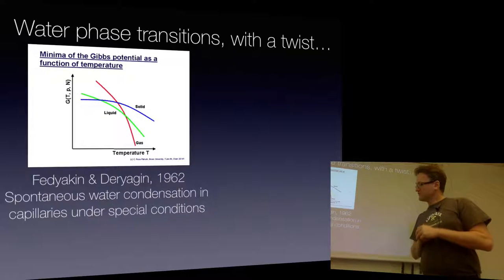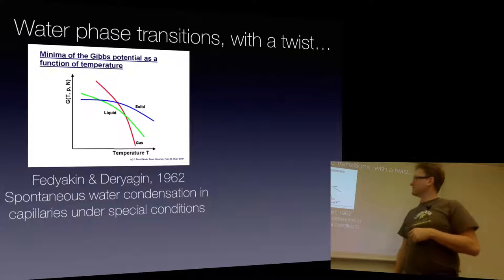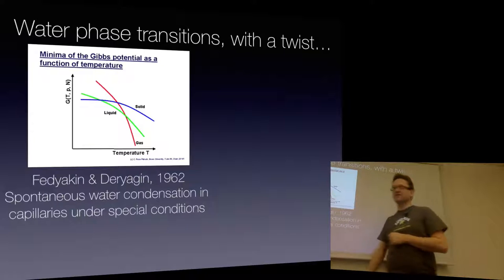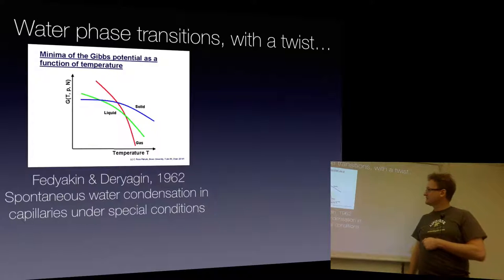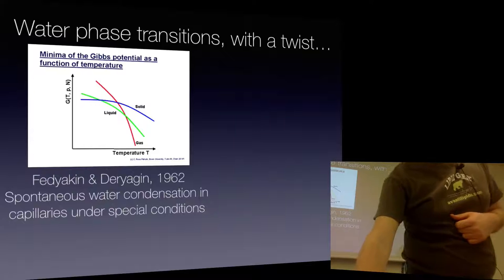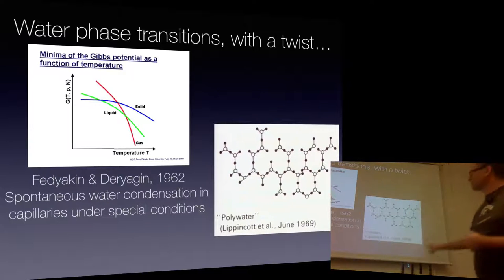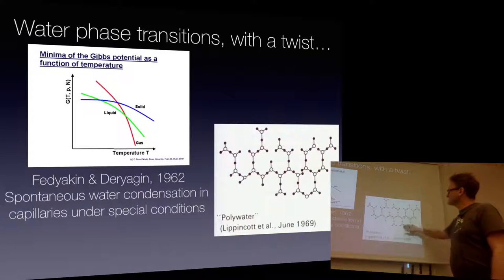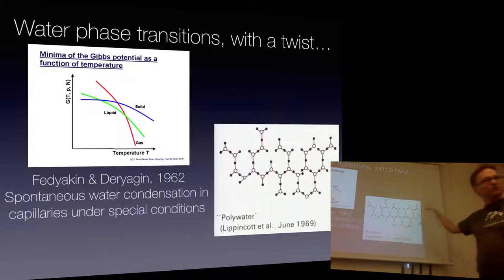I forgot what his original name for this was, but eventually Deryagin, a very famous Russian scientist, one of the most famous in the 1900s, took this up. And this led to a new field called polywater. The argument was that under some conditions, water would essentially polymerize into some complicated, small structure, so that it would still be liquid, but it would have very different properties from normal water.